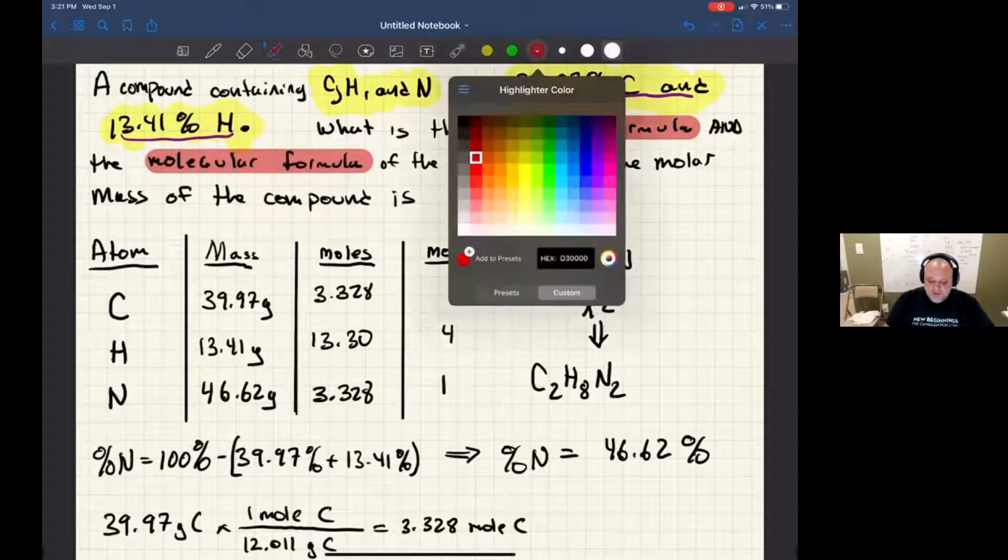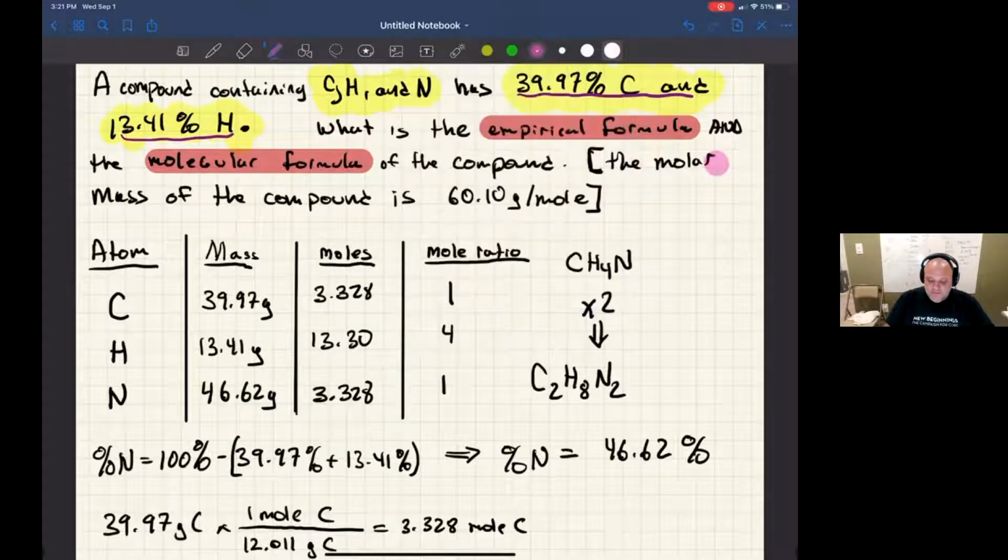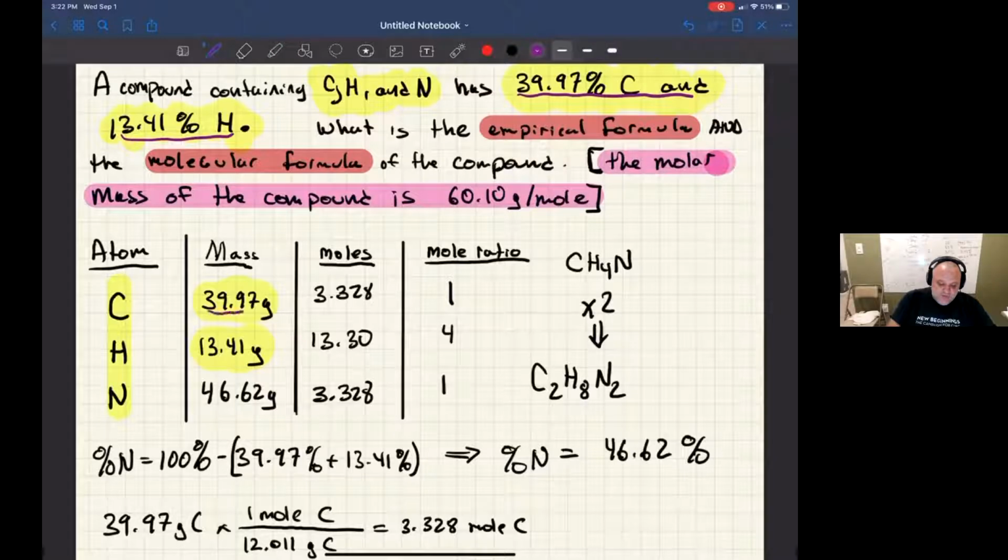In this particular problem, I've given you another clue, and that clue is the molar mass. I've told you that the molar mass of the compound is 60.10 grams per mole. Now, what I'm going to do is write down my different atoms in my table. And of course, the mass percent compositions can be written down as grams since we assume 100 grams. So I have 39.97 grams of carbon and 13.41 grams of hydrogen.